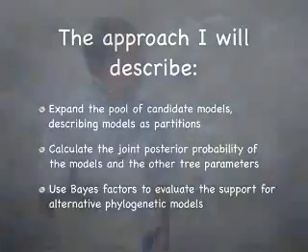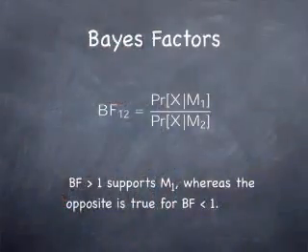So I'm going to describe a different approach. The first thing I'm going to do is expand the pool of candidate models. So I'm going to be considering all models of a certain class. And I'll be interested in calculating the joint posterior probability of the models and the other tree parameters. So I'm going to be throwing everything into a Bayesian analysis in this case. And I'm going to be using Bayes factors to evaluate the support for various hypotheses. There are a couple of things you may not be aware of, but the first thing I'll do is just quickly describe Bayes factors.